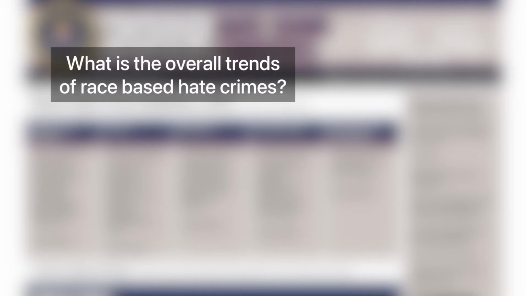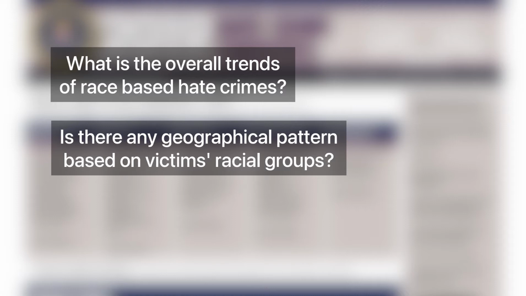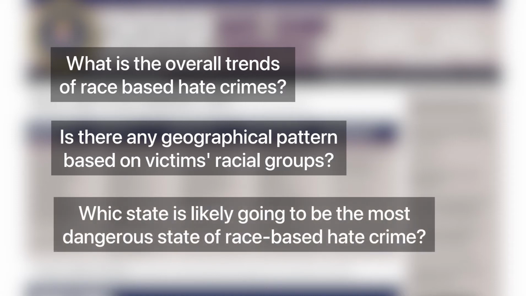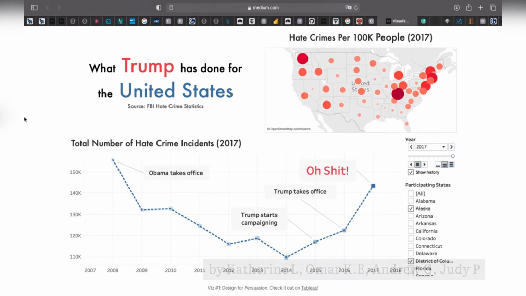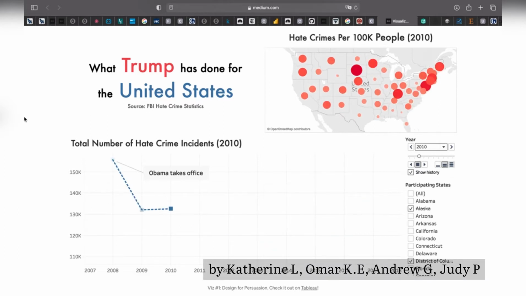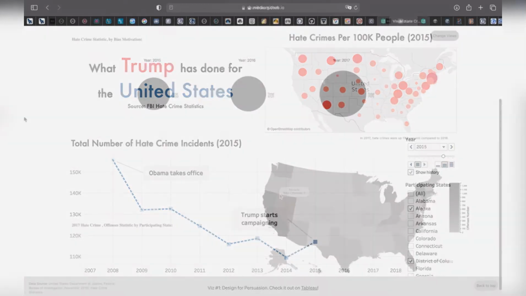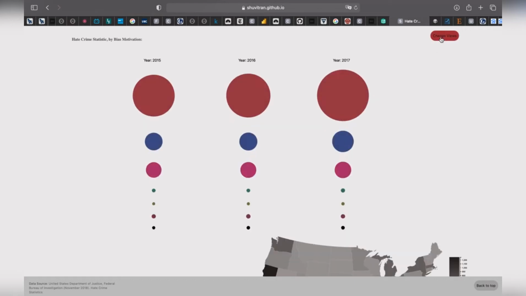Some important data questions are: What is the overall trend of race-based hate crimes? Is there any geographical pattern based on victims' different racial groups? Which state has the largest increase in hate crimes in recent years? There are some interesting projects related to this topic. This one was done by Catherine Lawley's team in 2019 and shows how the presidency impacts hate crime cases. And there is another one done by Darren that shows the change of hate crime bias over 3 years.